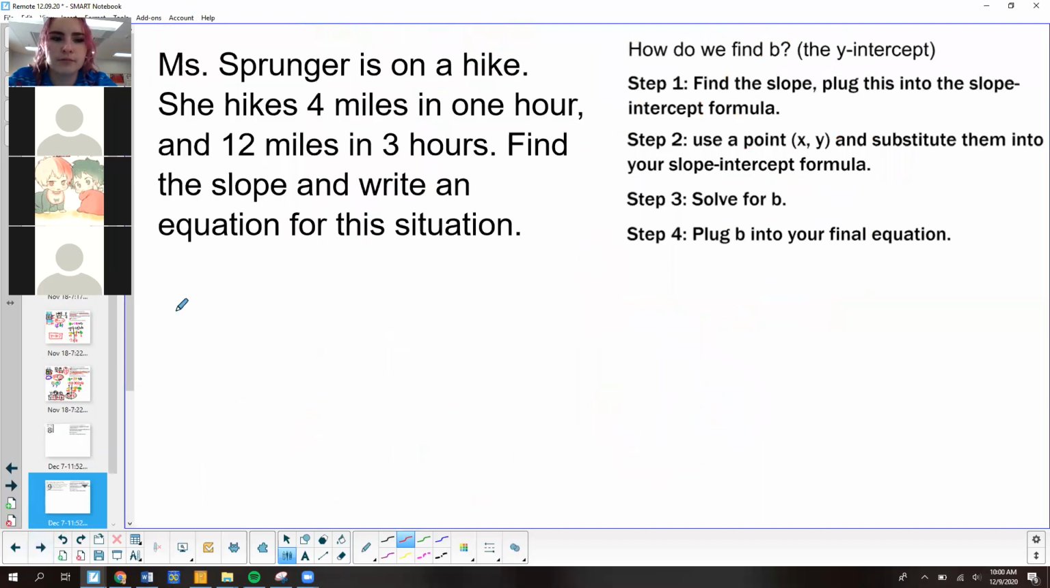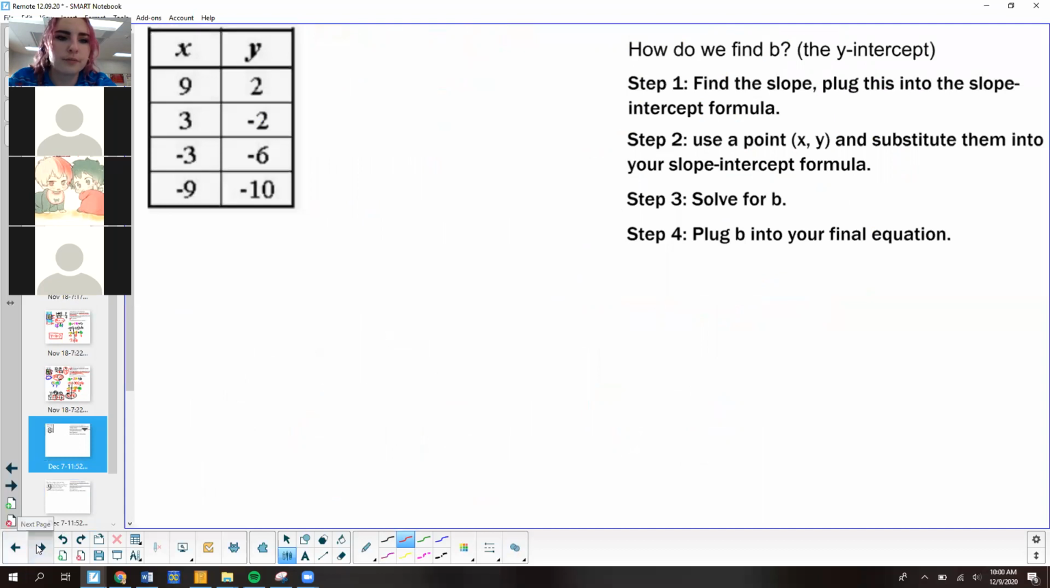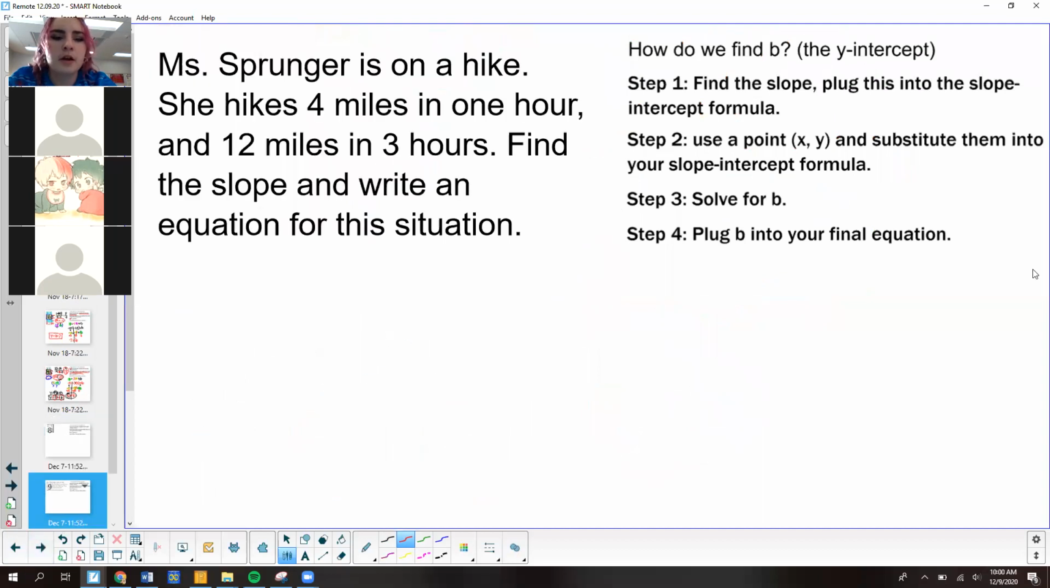We're going to finish with a word problem though, since we did tables twice. All right, Miss Brunger's on a hike. She hikes 4 miles in 1 hour and 12 miles in 3 hours. Find the slope and write an equation for this situation.